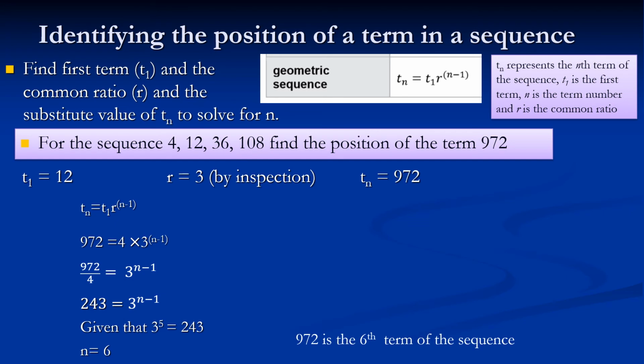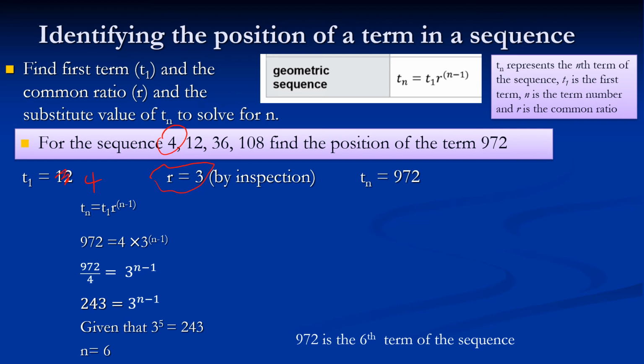So for the sequence 4, 12, 36, 108, well, 12 divided by 4 is 3, 36 divided by 12 is 3, 108 divided by 36 I would expect is 3. Our common ratio is 3. Our first term in this case is not 12, it should be 4, because that's it there. Let's continue with that.